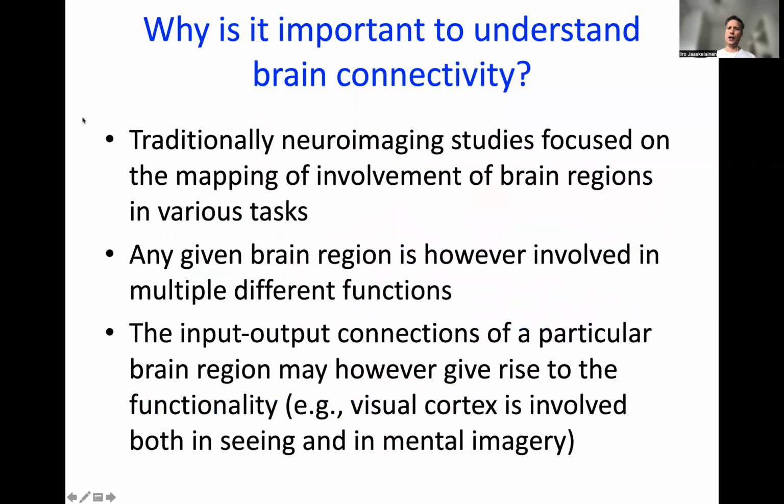And why is it important to understand brain connectivity? So traditional neuroimaging studies focused on mapping the involvement of brain regions in various tasks. And any given brain region is, however, involved in multiple different functions. So this is a very important principle to keep in mind. Rather, the input-output connections of a particular brain region may give rise to its functionality.